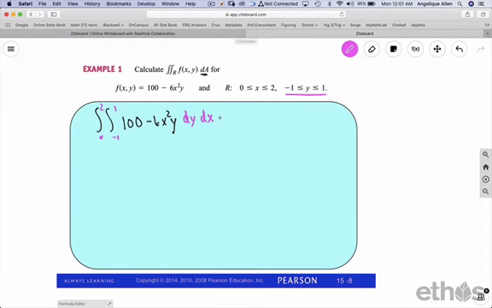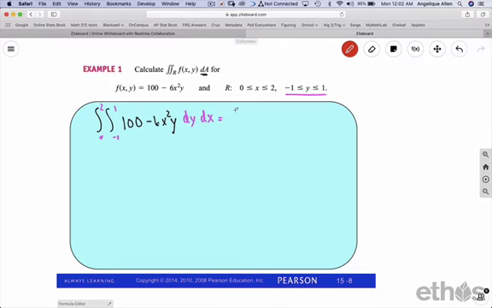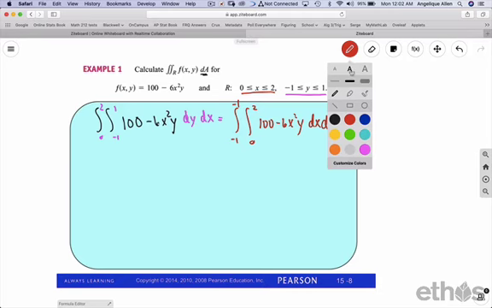Now I could have just as easily set this integral up this way, with my f of x, y and dx dy, which means x is on the inside, so these are our limits on the inside, and these are our limits on the outside. Both of these would give you the same thing. I don't particularly have a reason to believe that one is any easier than the other, so I'm just going to proceed with the one on the left.